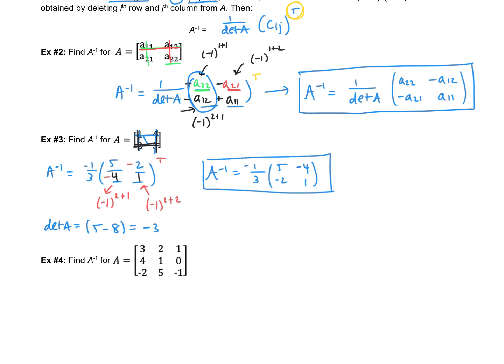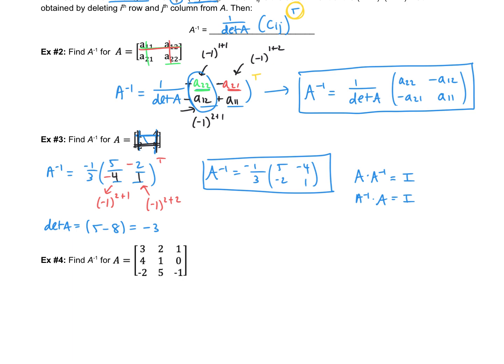Now, if I asked you to verify that this is in fact the inverse, what you would do is you would take A, you would multiply it by the matrix that we just found, and you should get the identity. Of course, you would have to make sure you multiply the other direction as well, since multiplication is not commutative. But either direction, you should end up with the identity.